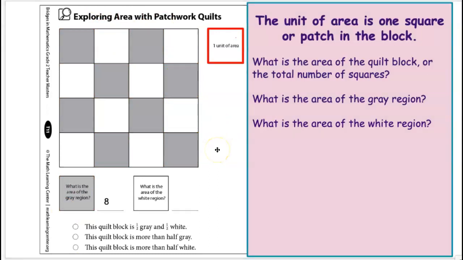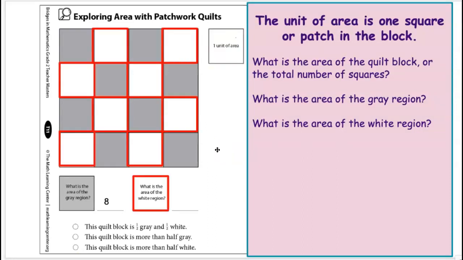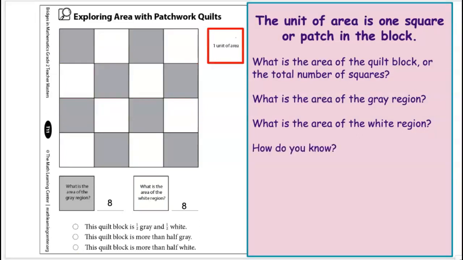Now I want to think about what is the area of the white region. Now I'm going to think just the same way as I did about the gray region. I'm going to show you here in red so we can see it a little better. And again, I'm seeing that I have 2 in each row. So I have 1, 2. And I'm just going to count by 2s again like I did before. So 2, 4, 6, 8. Again, I have 8 units in the white region.